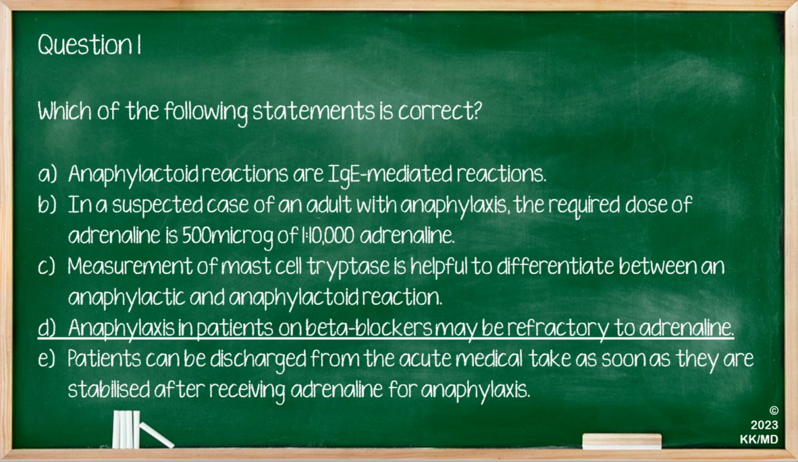So we will go through all of them one by one. Anaphylactoid reactions are non-IgE mediated. This is something that we discussed in one of the beginning slides if you were paying attention. Option B, the dilution of the adrenaline is incorrect. The correct option would be 500 microgram of 1 in 1,000 in the case of an adult anaphylaxis. Option C, it's incorrect because mast cell tryptase is actually not helpful between differentiating an anaphylaxis and an anaphylactoid reaction.